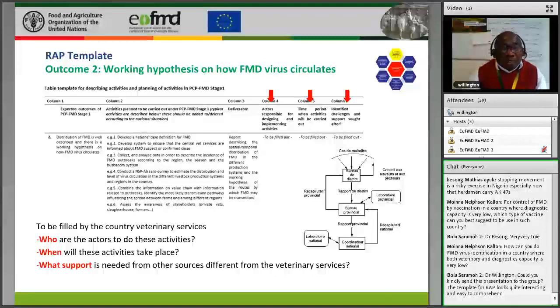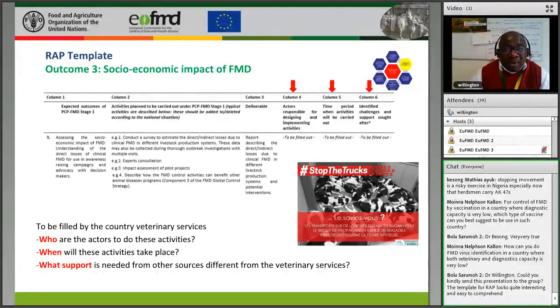So, on the second outcome, which is a working hypothesis on FMD and how the virus circulates in the environment. In this situation, the country is supposed to develop a national case definition for foot and mouth disease. What is FMD? Are the stakeholders aware of this disease? Can they identify foot and mouth disease? Are they able to report cases? Is there a structure through which cases can be reported? They have to try to put all this into place to understand how the virus circulates in the environment.